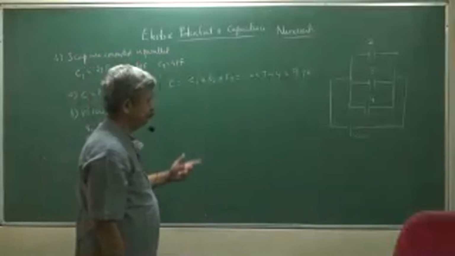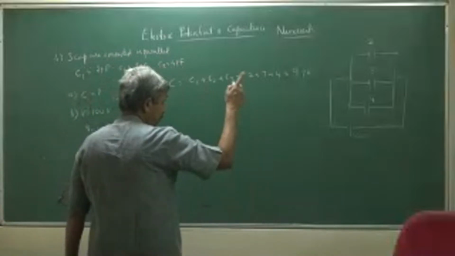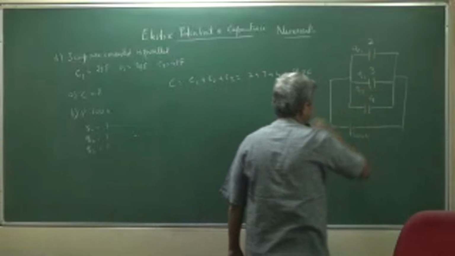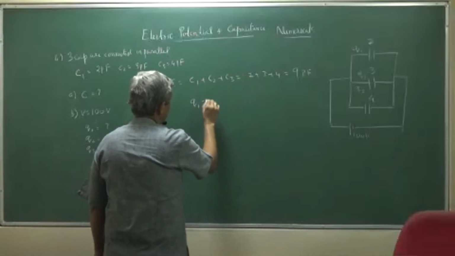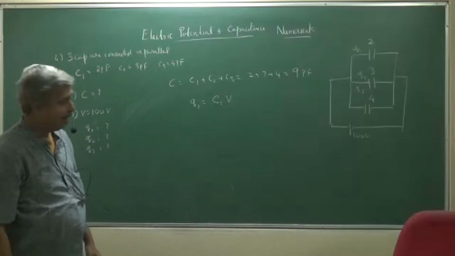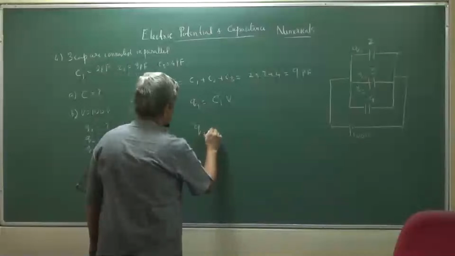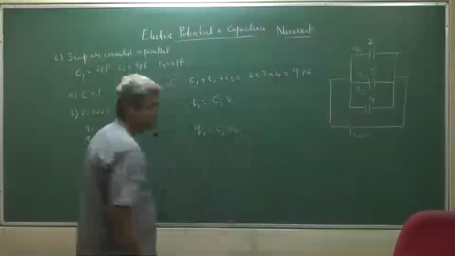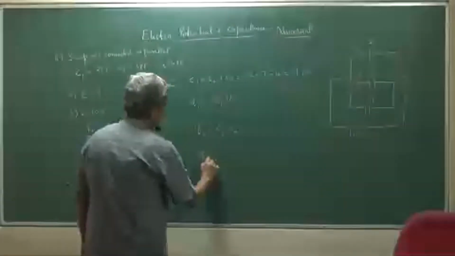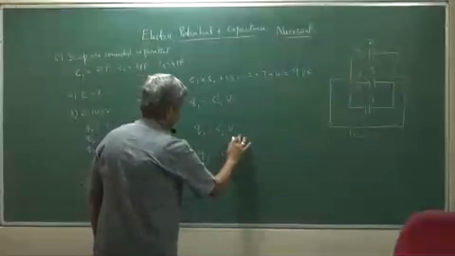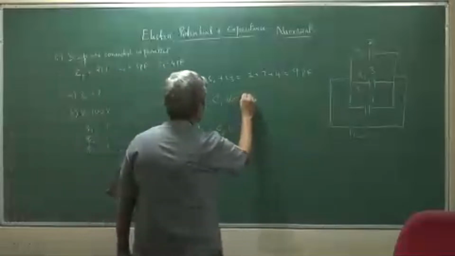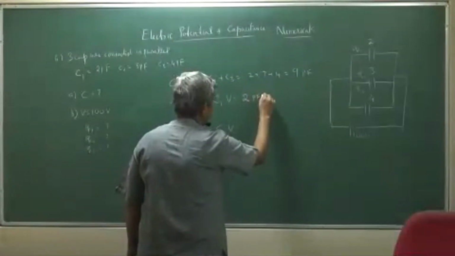They are not going to be different. Now if you say this is Q1, this is Q2, this is Q3, then Q1 is equal to C1 into V, Q2 is equal to C2 into V, and Q3 is equal to C3 into V. V1, V2, V3 are all the same, so V. So C1 into V means what? 2 picofarad into V, which is 100 volts.